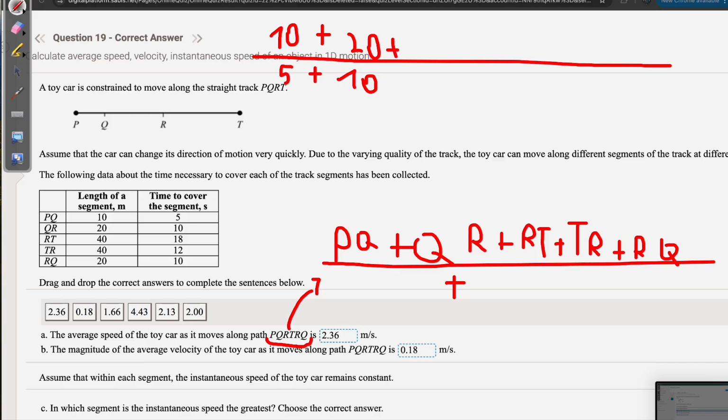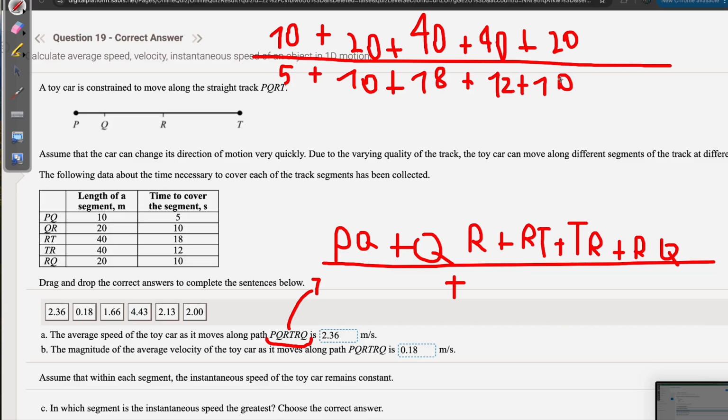How much is RT? It's 40. And how many seconds would it take? 18. Here, don't get confused, guys. It's a different order. And then again, what is TR? It's 40, and how much time? 12. Plus, how much is RQ? 20. How much time does it take? 10. We plug this all into the calculator.